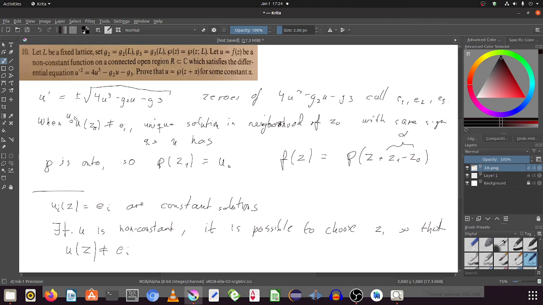That's immediate, because that's just the meaning of being non-constant. So if it's non-constant, then we have a value where it's not equal to one of these 3 zero points. And then we have a unique solution in the neighborhood of that point, and then we go along, right. So I believe this answers problem 10.